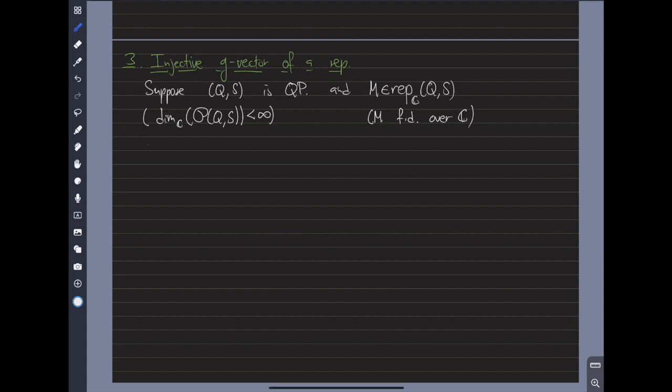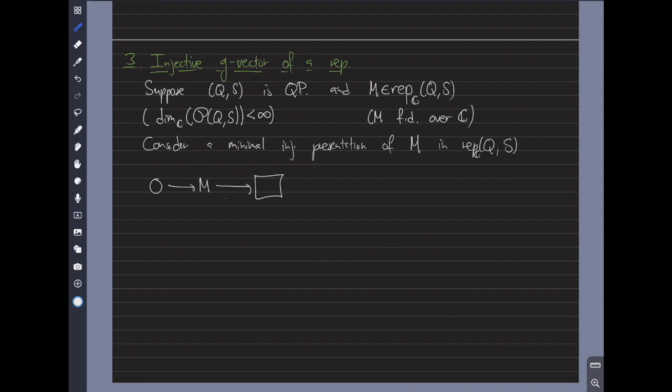Okay, and now consider a minimal injective presentation of M in rep (Q, S). So what does it mean minimal? Well, it means that, to begin with, what I'm going to write here is an injective envelope of M. So this means that this one is an injective envelope of M.